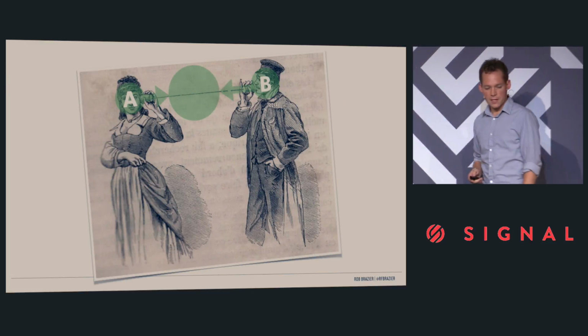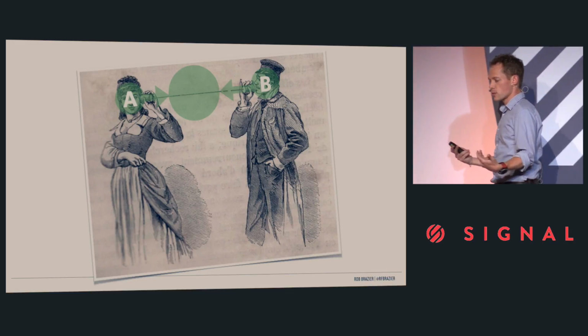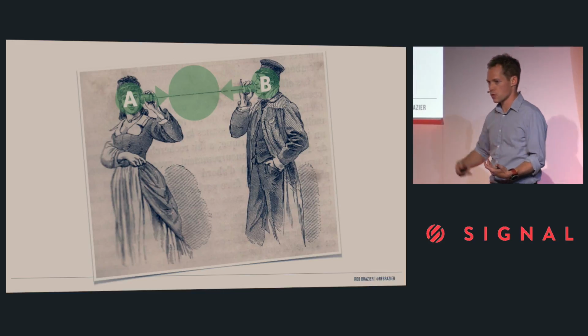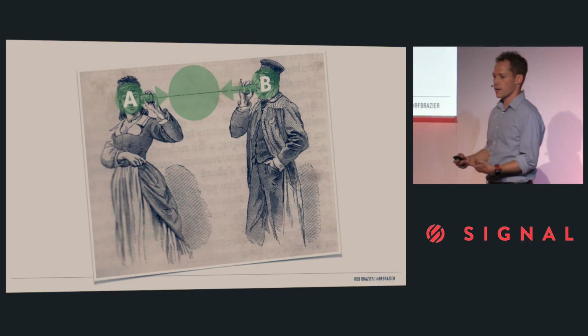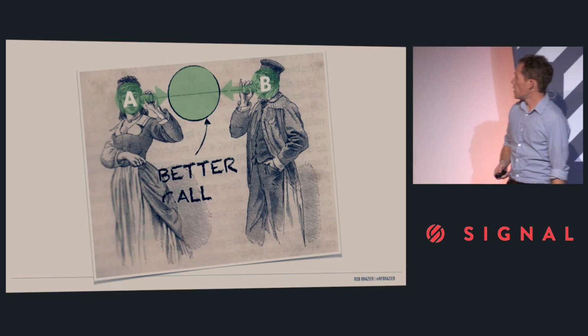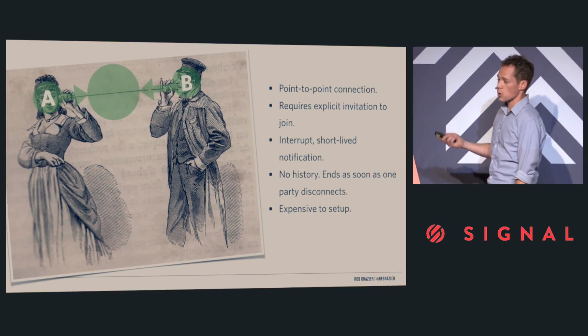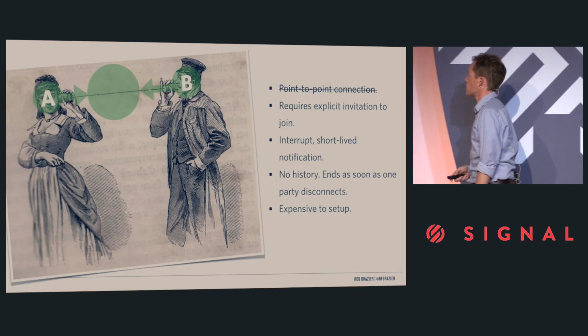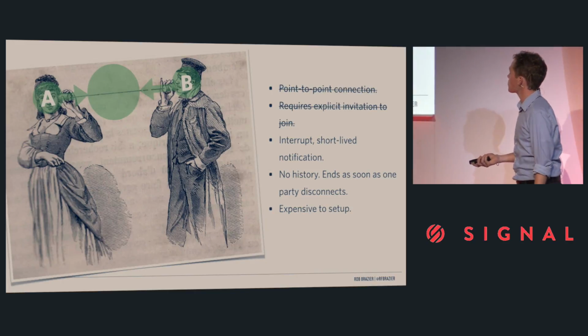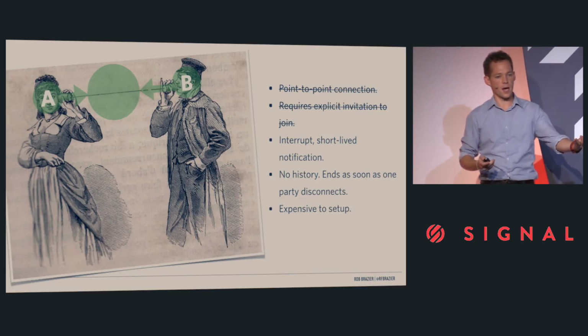So, what I mean when I say hub and spoke is something like this. Rather than the call being the connection between these two participants, where as soon as one of those two participants leaves, the call is over, let's introduce a better call here. And like I mentioned, it's no longer a point-to-point connection. We can cross that one off the list. It no longer requires explicit invitation to join. If you know the name of the hub, you can connect to the hub, whatever that is.